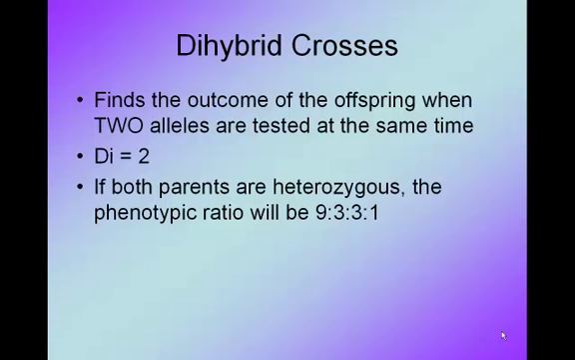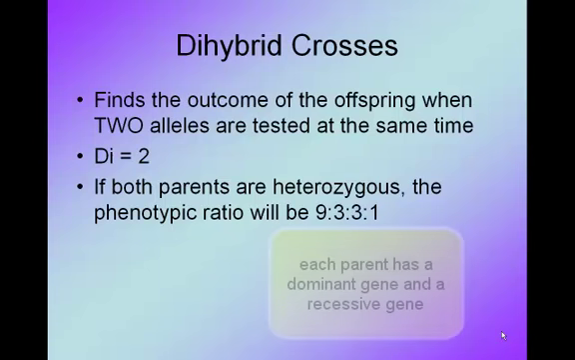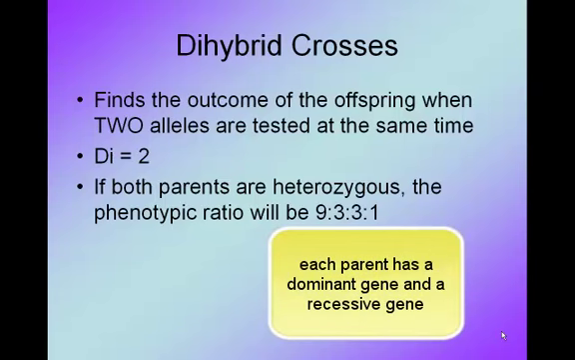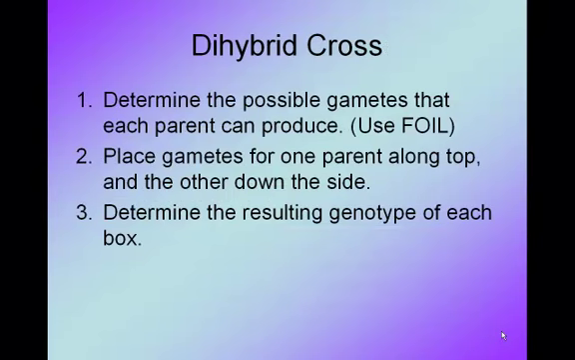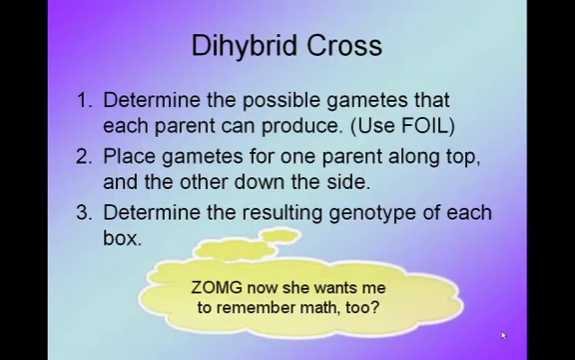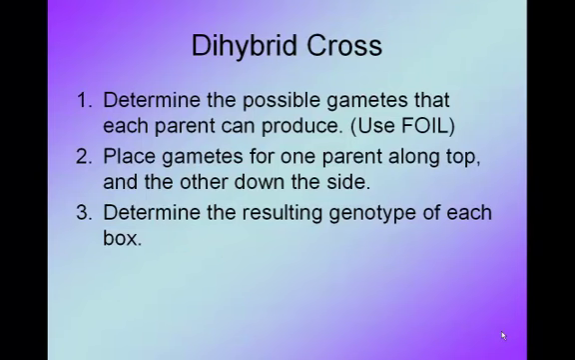Now, if both parents are heterozygous for both genes, you're going to get this nice, neat ratio of 9 to 3 to 3 to 1. And I'll show you how that works in a minute. To do a dihybrid cross, the first thing we're going to do is find all the possible gametes that each parent can produce, and you're going to use the FOIL method that you would also use in algebra for expanding equations. You're going to put the gametes for one parent along the top and the other down the side, and then you're going to pair them up just like you did before.